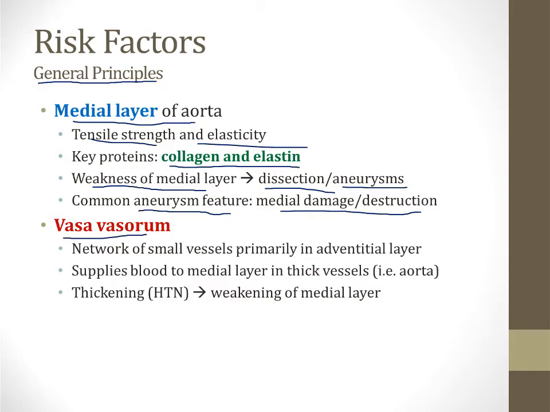This is a network of small vessels that's found primarily in the outer layer, the adventitial layer, and it supplies blood to the medial layer in thick vessels like the aorta.